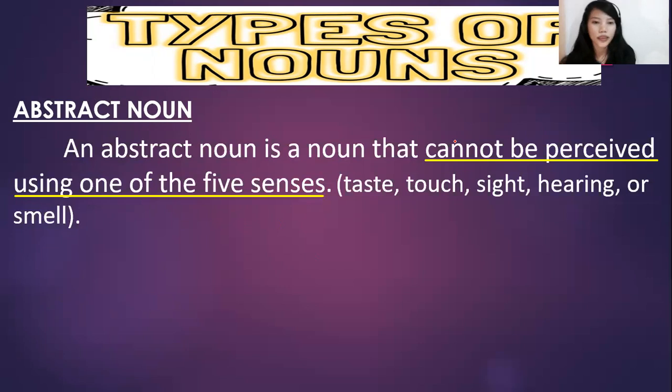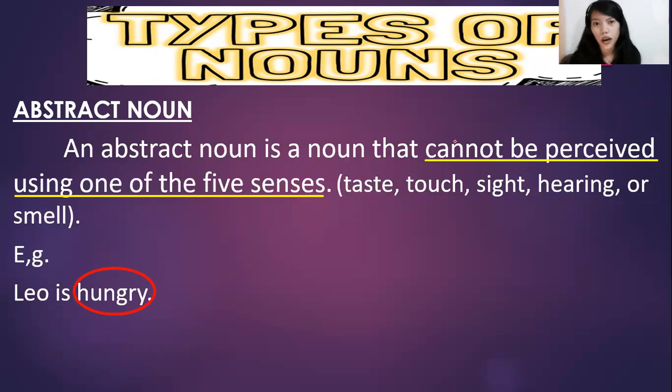So for example, Leo is hungry. Here, the word hungry is our abstract noun. Why is hungry our abstract noun? Can you touch hungriness? No. Can you see hungriness? Definitely no. But can you feel that you are hungry? Basically, yes. Therefore, the word hungry is our abstract noun.